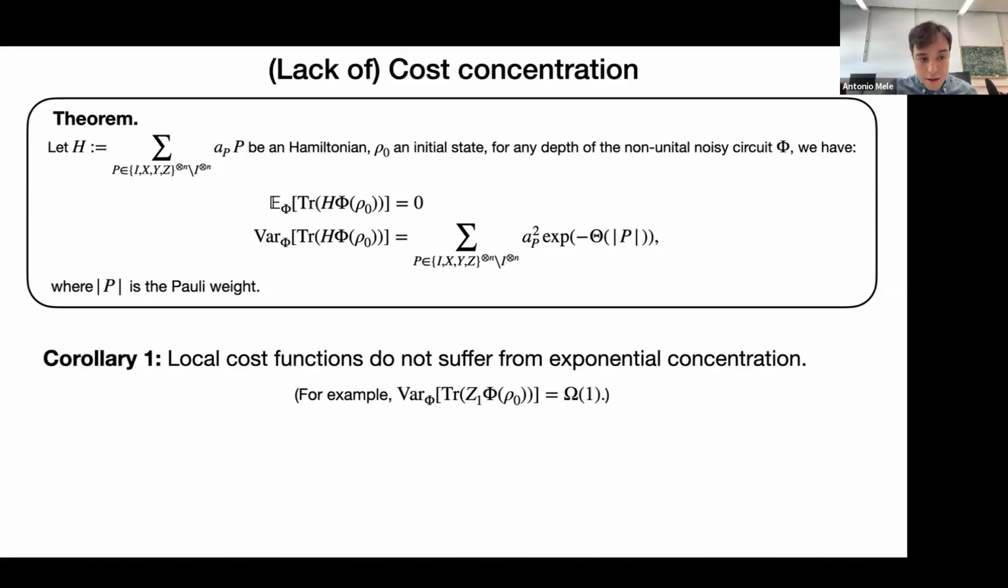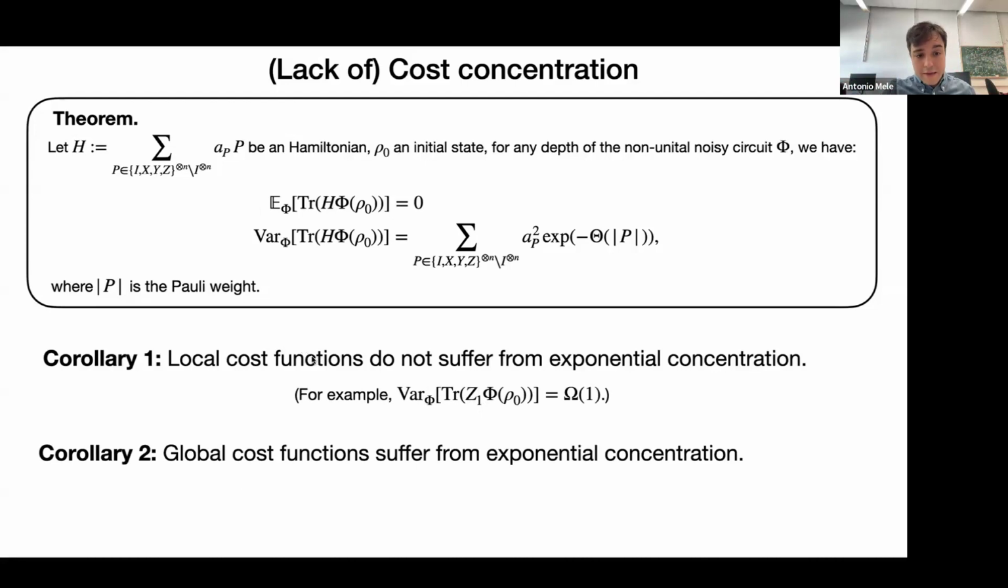Another corollary of this result is that global cost functions suffer from exponential concentration. An example of a global cost function is Z tensor n, because the Pauli weight is order n, and the variance is exponentially small in the number of qubits. That means that if you randomly choose the parameters of your circuit, with high probability you will find yourself close to the mean, which is 0.